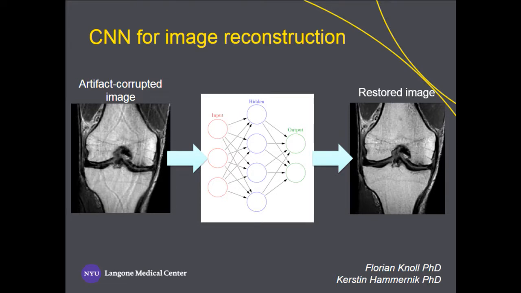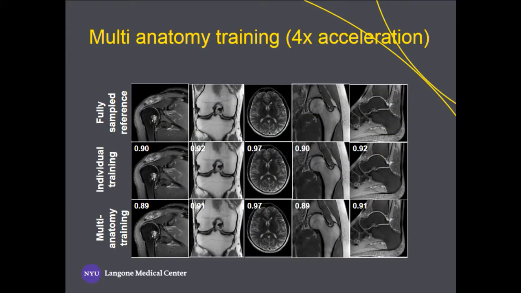This is at sixfold acceleration. And then here we trained on all different kinds of body parts, because actually artifacts are predictable, right? They look similar, and it almost doesn't matter what body part they are. And this is a similarity index, and you can see that it's extremely high, especially for high signal-to-noise sequences.